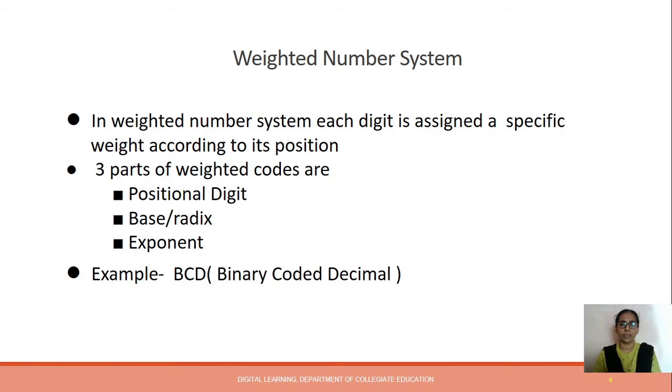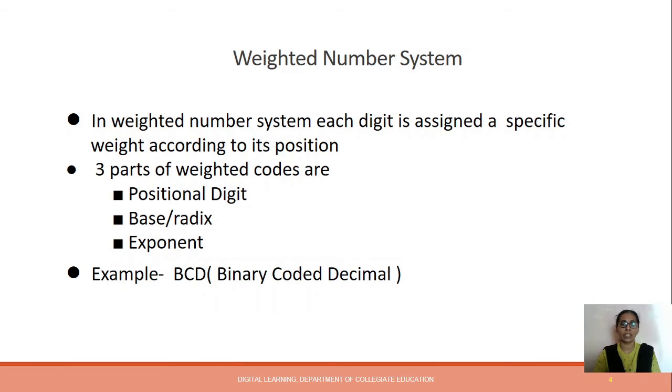In weighted number system, each digit is assigned a specific weight according to its position. For example, if we have a decimal number 253, we will be writing it as 200 plus 50 plus 3. And this can be rewritten as 2 into 10 raised to 2 plus 5 into 10 raised to 1 plus 3 into 10 raised to 0. So here the positional digits are 2, 5 and 3, and base or radix of the number system is 10.